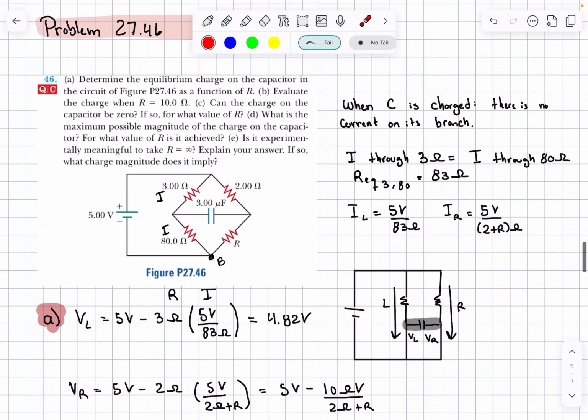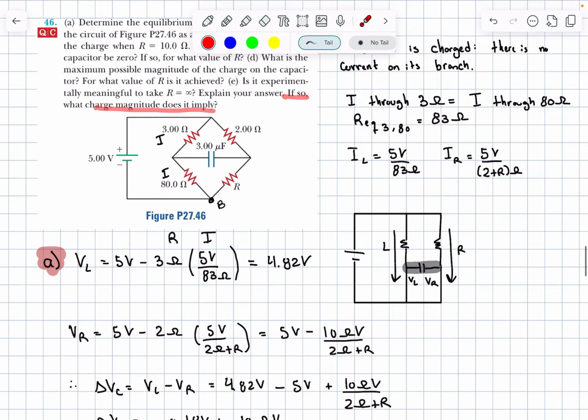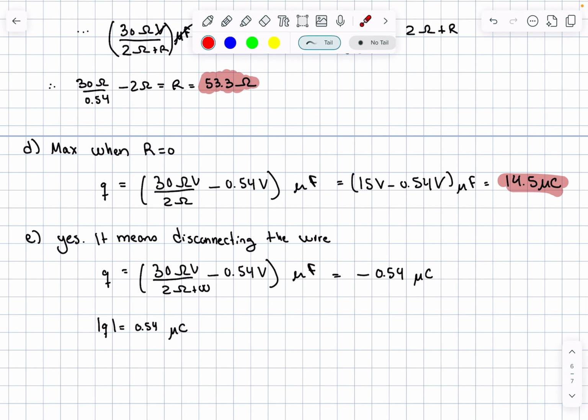Now lastly, it says, is it experimentally meaningful to take R is equal to infinity? What would it mean if R is equal to infinity? It would mean we disconnected this completely. So yes, it is meaningful. If we disconnect this from the circuit, we essentially have an infinite resistance because no charge is going to be able to travel down this path. So what does it imply? We plug in R is equal to infinity here, and something divided by infinity is essentially 0. So then we get Q is equal to 0.54 microcoulombs.